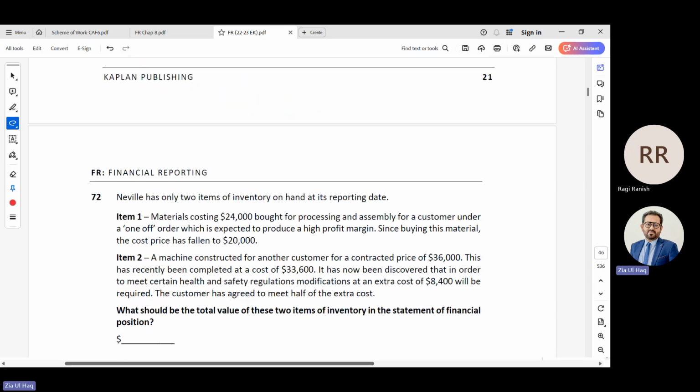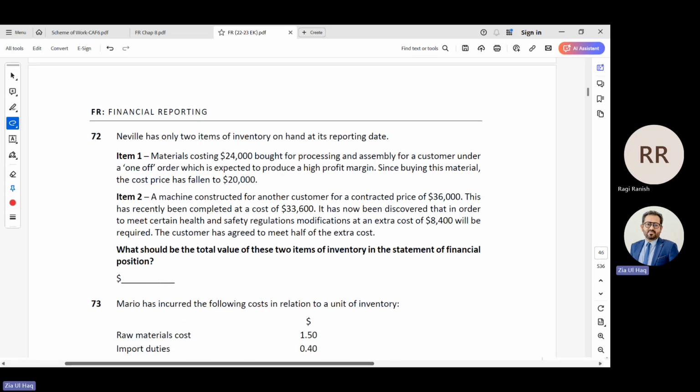Good luck, everybody, with 72. We have already covered this. You need to give me the figure for both inventories, 1 and 2, combined figure. A similar question we have covered, only the figures are different.